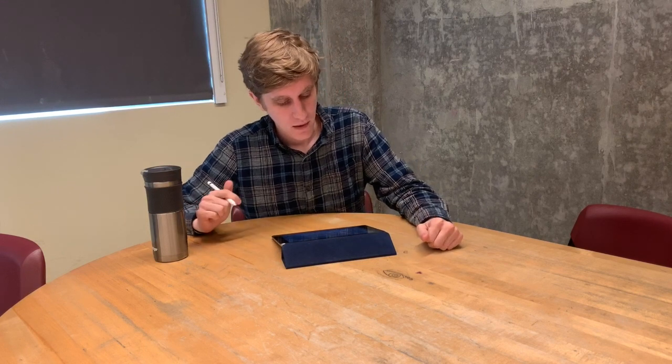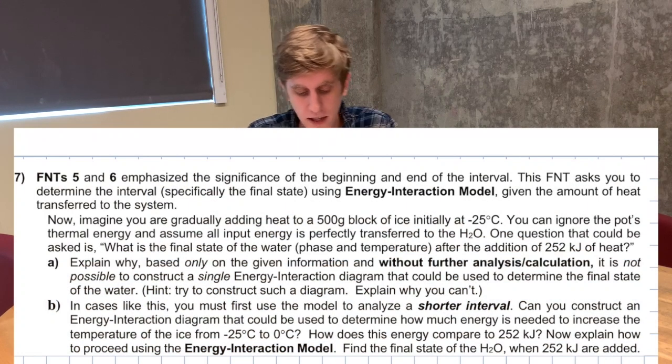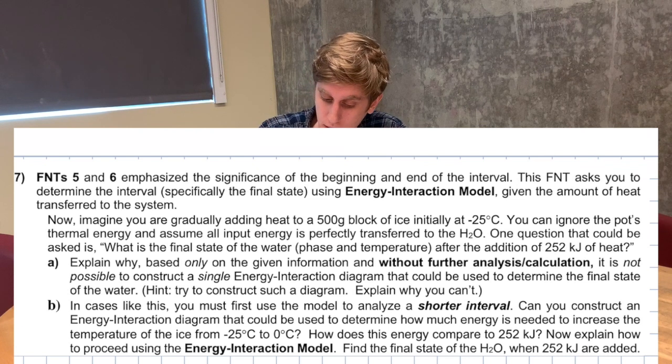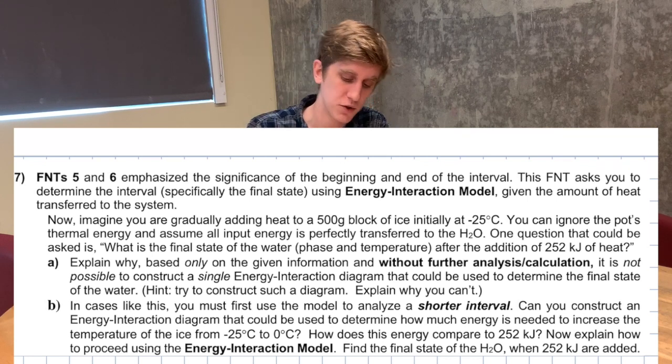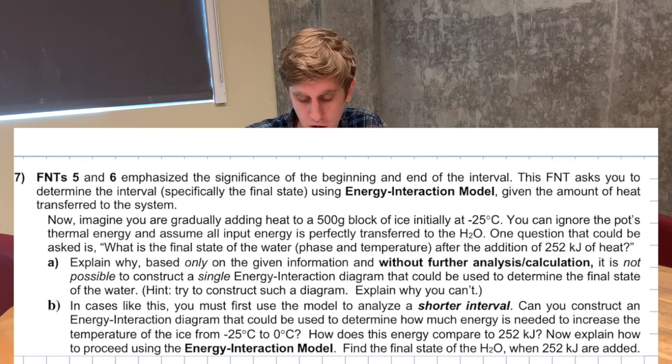We're going to start out with FNT 7. Let's read it together. Imagine you are gradually adding heat to a 500-gram block of ice initially at negative 25 degrees Celsius. You can ignore the pot's thermal energy and assume all input energy is perfectly transferred to the water. One question that could be asked is, what is the final state of the water, phase and temperature, after the addition of 250 kilojoules of heat?